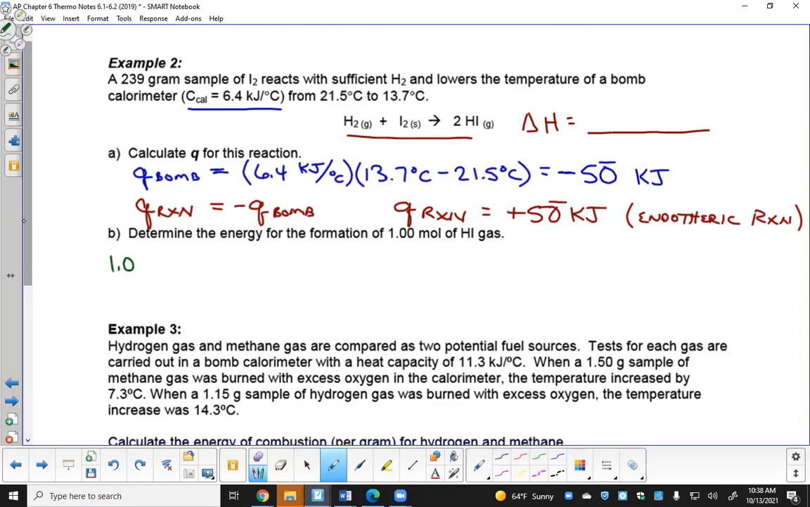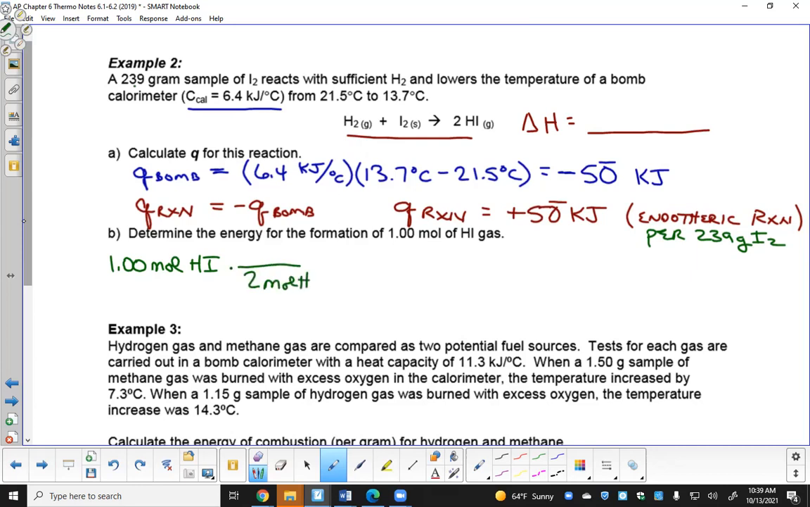So if I have 1 mole, what I want to do is relate that to what I know from the calorimeter. I know how much iodine was reacting to make this temperature change: 239 grams of iodine reacting. But I'm talking about moles of hydrogen iodide here, so I've got to connect the hydrogen iodide to the iodine somehow. And that literally is going to be a little stoichiometry thing.